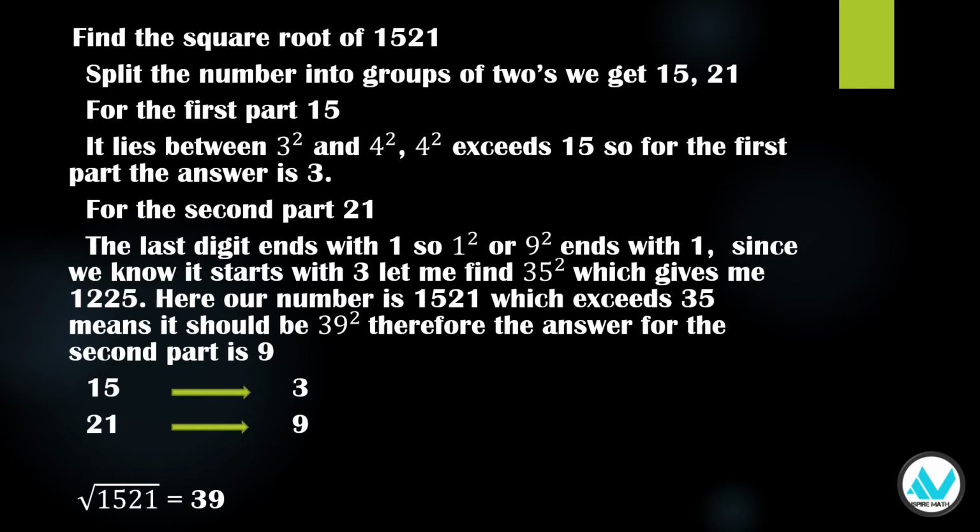Now what is the consecutive number of 3? It's nothing but 4. So 3 4s are 12 and 5 5s are 25. That gives me the square number of 35. So 35 square is nothing but 1225. Now I am going to compare with my square root number, that is 1521. Now 1521 is more than 1225, which means instead of taking 1 square I should take 9 square. Therefore the second part answer is going to be 9. So therefore the square root of 1521 is nothing but 39.